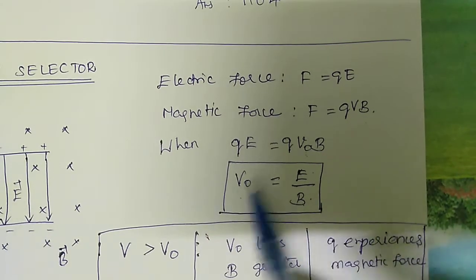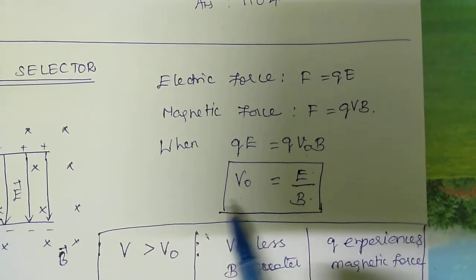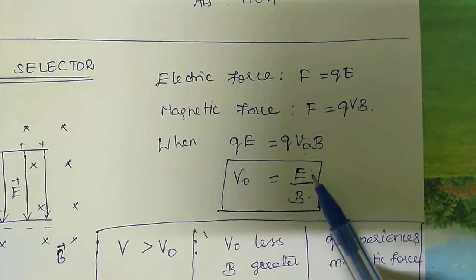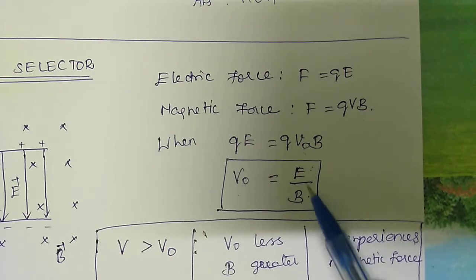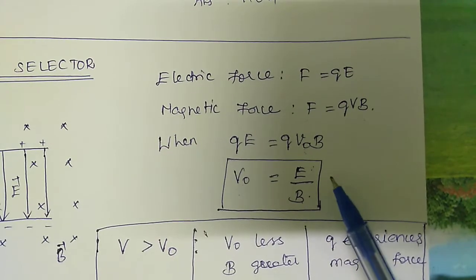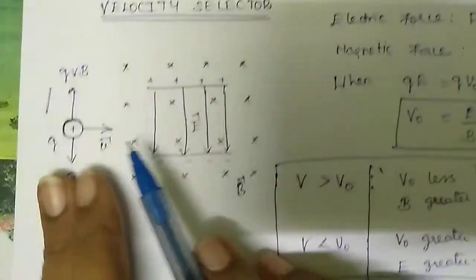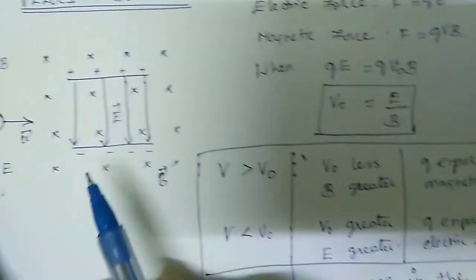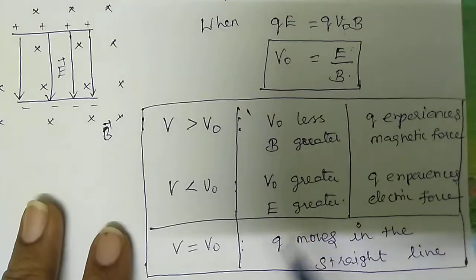Now we have selected the value of the velocity. In the ideal case, it should be the ratio between the electric field and the magnetic field. Now if we keep any other charged particle Q in the presence of the magnetic field and the electric field, how does it move? What is its velocity?